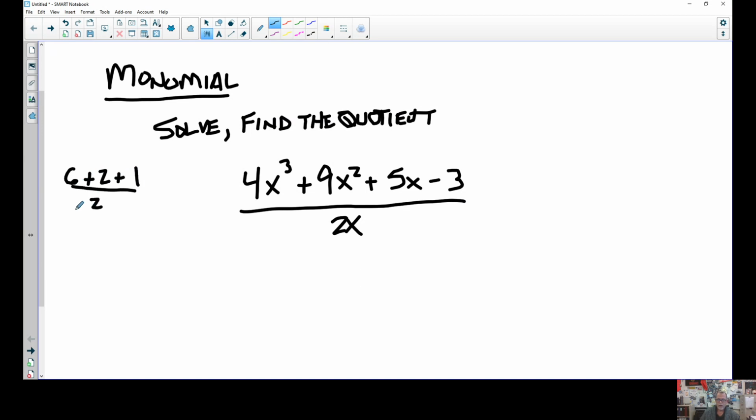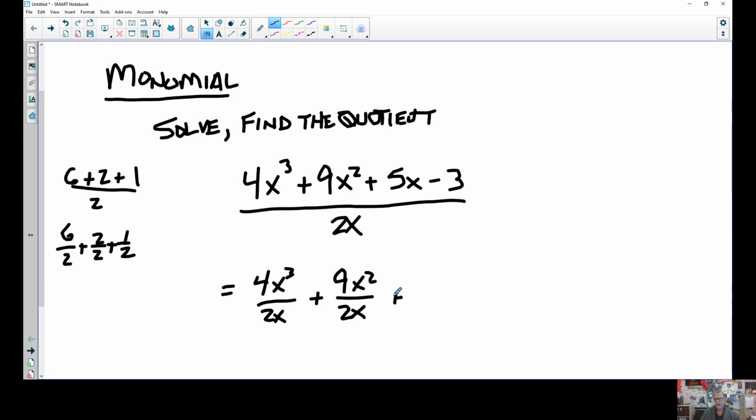If I had something like that, couldn't I rewrite that this way? Right? That's what we did with numbers. We kind of did it backwards. A lot of times we went from this to this, right? We got a common denominator, we put it all over one and added them together, but these don't add nicely together. So we may want to go backwards to simplify this. So what we're going to do is we're going to say this is equivalent to 4x cubed over 2x plus 9x squared over 2x plus 5x over 2x minus 3 over 2x.